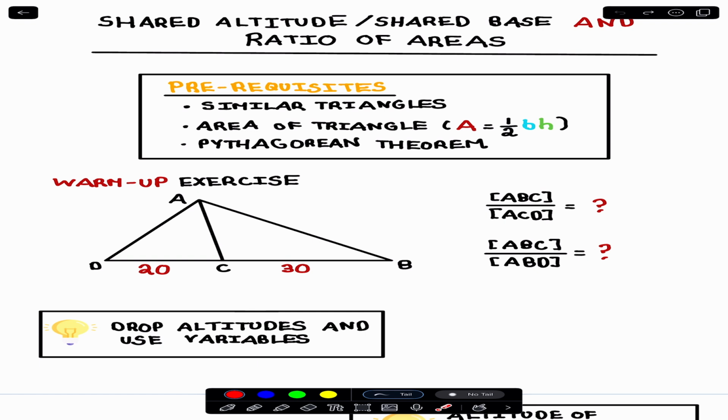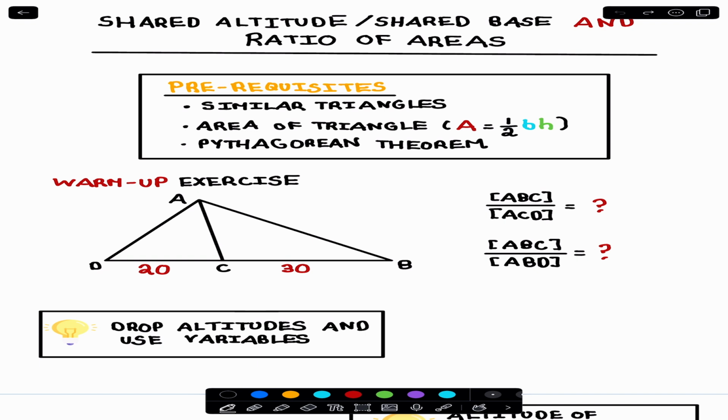With that out of the way, I think the best way to introduce this new topic is with a warm-up exercise. So let's get straight into it. Over here you can see we have a triangle, and we need to find a few things. As you can see to the side, first we need to find the ratio of the area of triangle ABC to the area of triangle ACD. So let's get that notation out of the way.